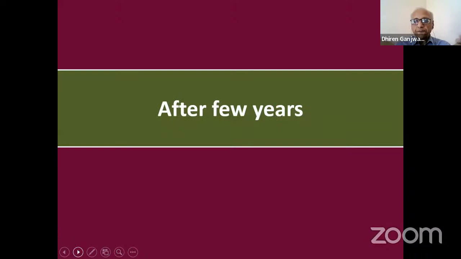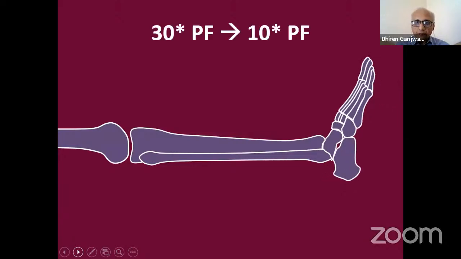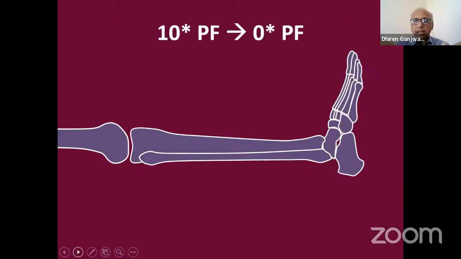Let's see, after a few more months or a few years, the situation is slightly more advanced. And here, with a rapid stretch, we get a dorsiflexion up to 10-degree of plantar flexion. So there is a 20-degree functional arc. Beyond that, you applied a slow stretch or a sustained stretch, but this time the dorsiflexion is only possible up to the neutral position. That's a 0-degree plantar flexion. And beyond that, further dorsiflexion is not possible.